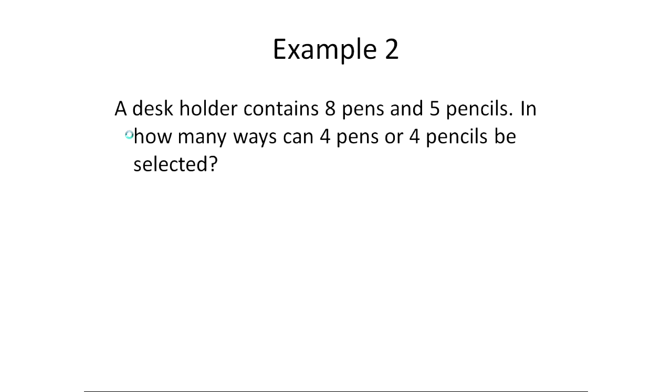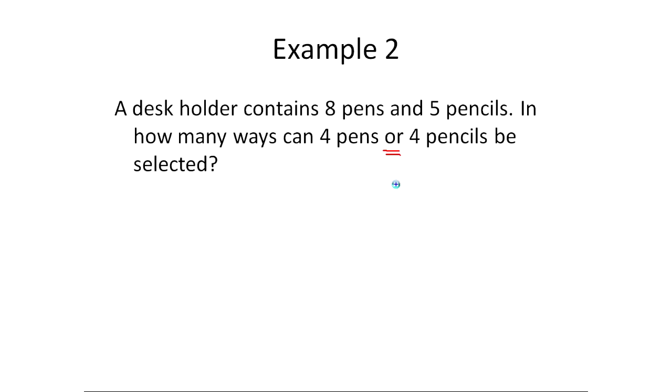Now, just as before, we might have things that mix up the rules a little bit. This is an example of that, and I'll tell you how I knew that right off. Let's read the problem. A desk holder has 8 pens and 5 pencils. How many ways can 4 pens or 4 pencils be selected? This or is pretty important, right? Remember, or usually means addition. You're doing one thing or the other.